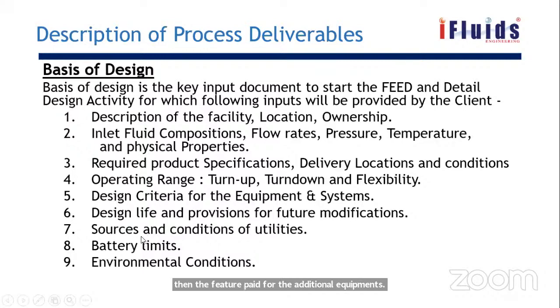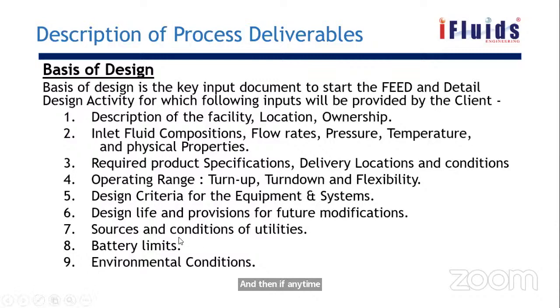And then source and conditions of utilities. Say the source of the raw material will be given. For example, in a refinery they will be getting the raw material through a ship, and it will be offloaded in the tank farm near the ship, and then from there it will come to the refinery tank farm, and from the refinery tank farm it will go to different units. And the conditions of the utilities available.